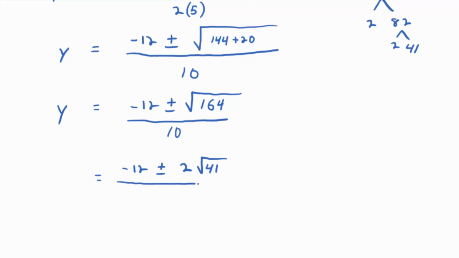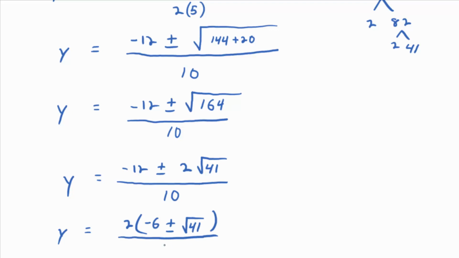All over 10. And then we'll use the same trick as before. This is kind of a boring problem because it's not much different than the one we just looked at. What can we factor out up top? A 2, what's left? -6 plus or minus root 41 all over 10.